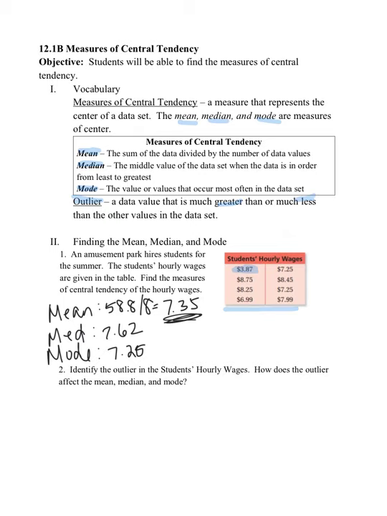So the outlier, in order to see how it affects your mean, median, mode, if you took the outlier out, that's going to determine how it's going to affect these things. So what I want you to do is pause the video again, take the outlier out, take that $3.87 out, and then find your mean, your median, and your mode. So pause it and try that.